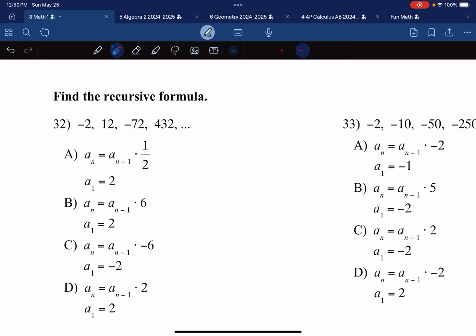In number 32, we're trying to find the recursive formula. Just as a way to remember this, when you have a sub 1, this is saying that the first value in the term.